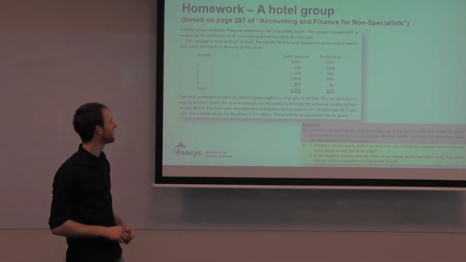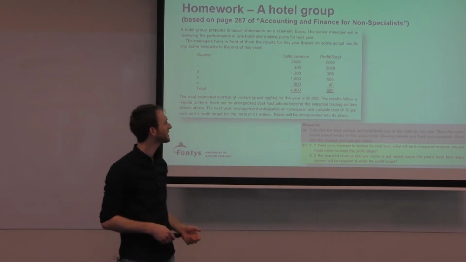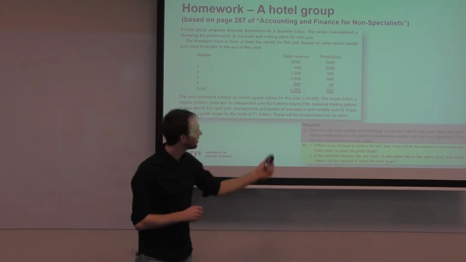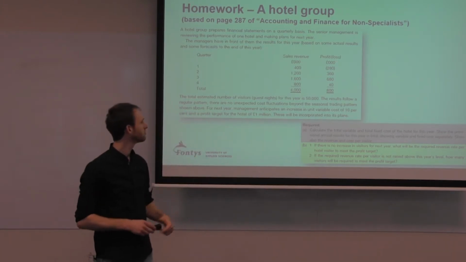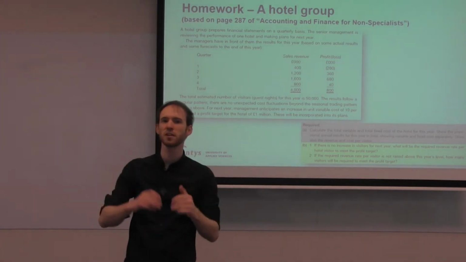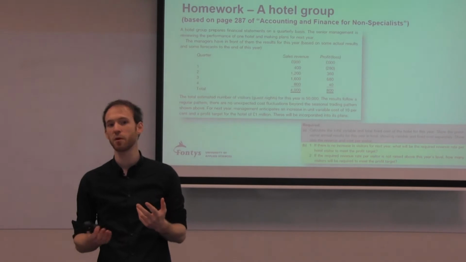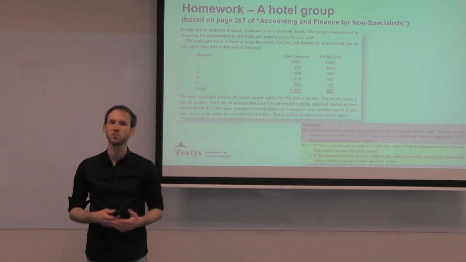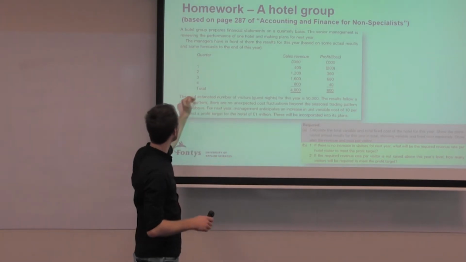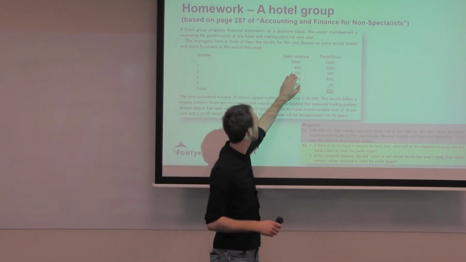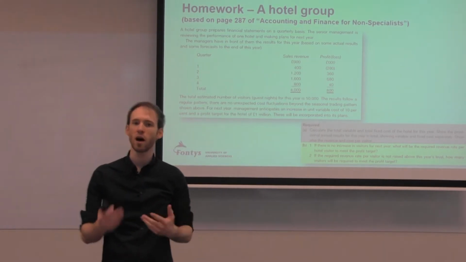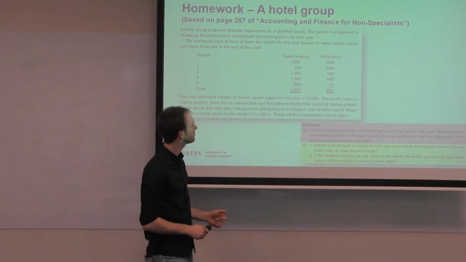The total estimated number of visitors, so guests that stay per night, one night, for this year is 50,000. The results follow a regular pattern. There are no unexpected cost fluctuations, only, of course, seasonalities are in there. At Christmas, there are probably more people, or at, let's say, New Year's or in holiday time, more people staying at the hotel. But they say all these things are actually in the revenues and profits already given, so there are no other fluctuations we have to take into consideration.